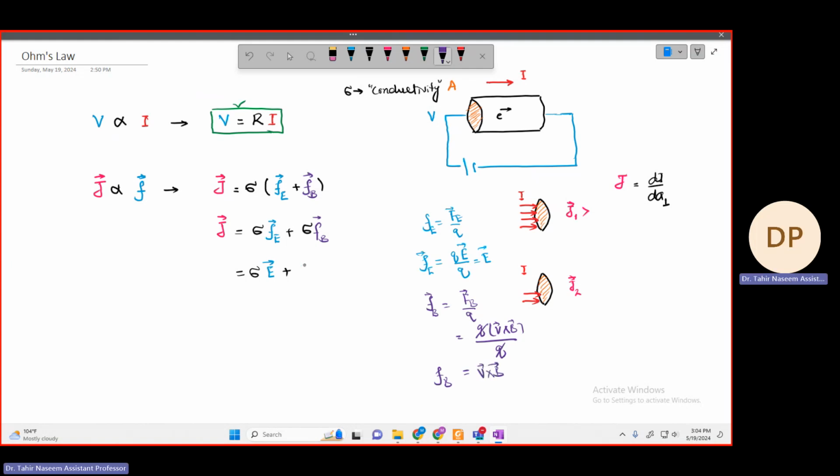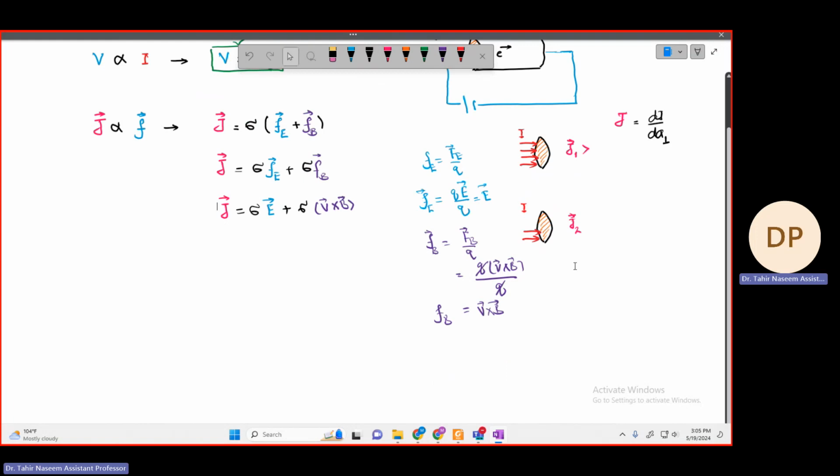Okay, so I can write sigma V cross B. V is the velocity of the electrons, and B is the applied magnetic field. So this is the current density J.